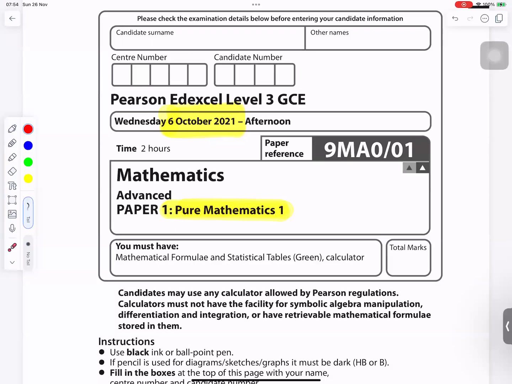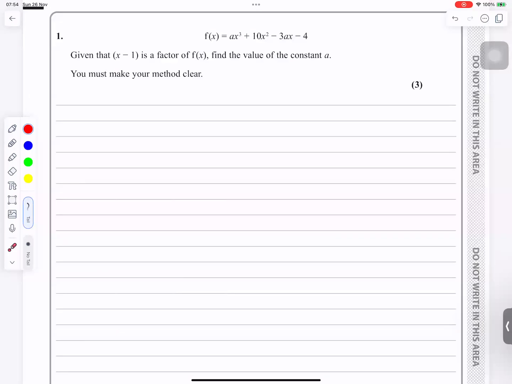2021 Pure Mathematics, paper 1. Question number 1.